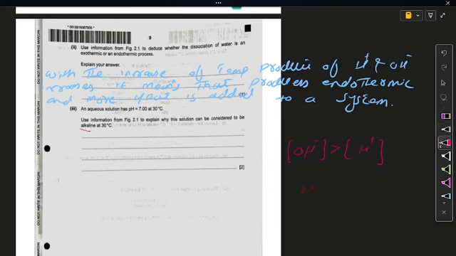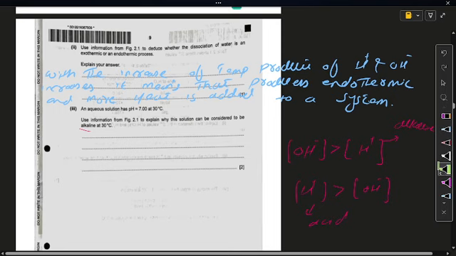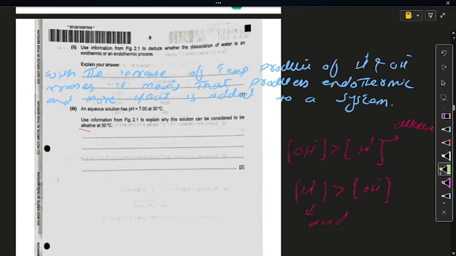If the concentration of H positive ion is greater than OH negative ion, then it would be considered as an acid solution at 30 degrees. But if the concentration of OH negative ion is greater than H positive ion, it means that your solution is alkaline or a basic one. You need to show that expression. So I have to go back to the curve first to check what is the value of Kw at 30 degrees centigrade from the graph.